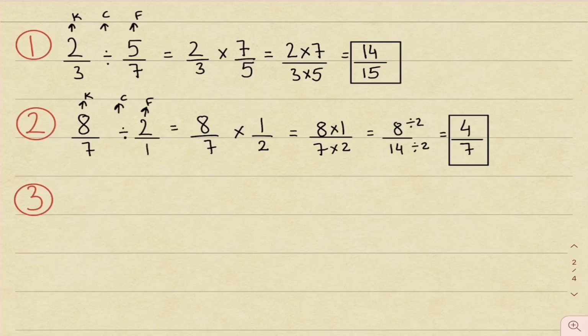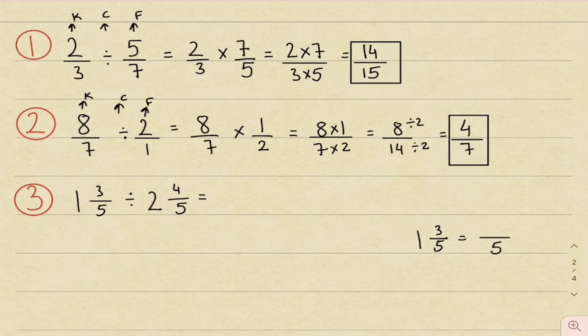Problem 3. 1 3/5 divided by 2 4/5. Now, like I said in the beginning of the video, first you have to change the mixed number into an improper fraction and then divide. So let's do that. We have 1 3/5.